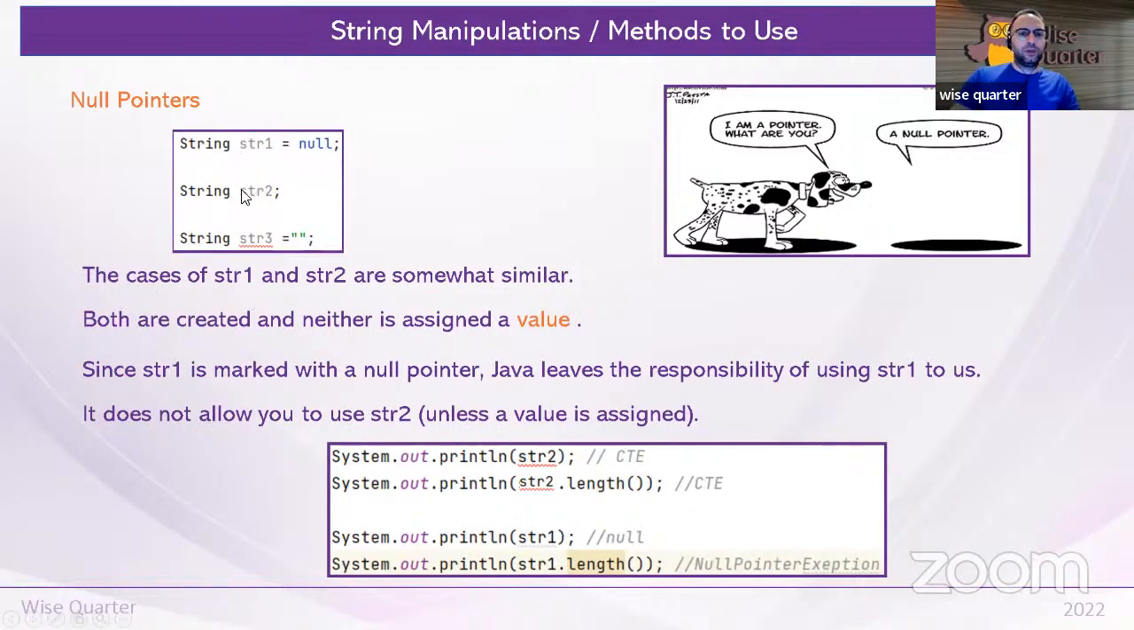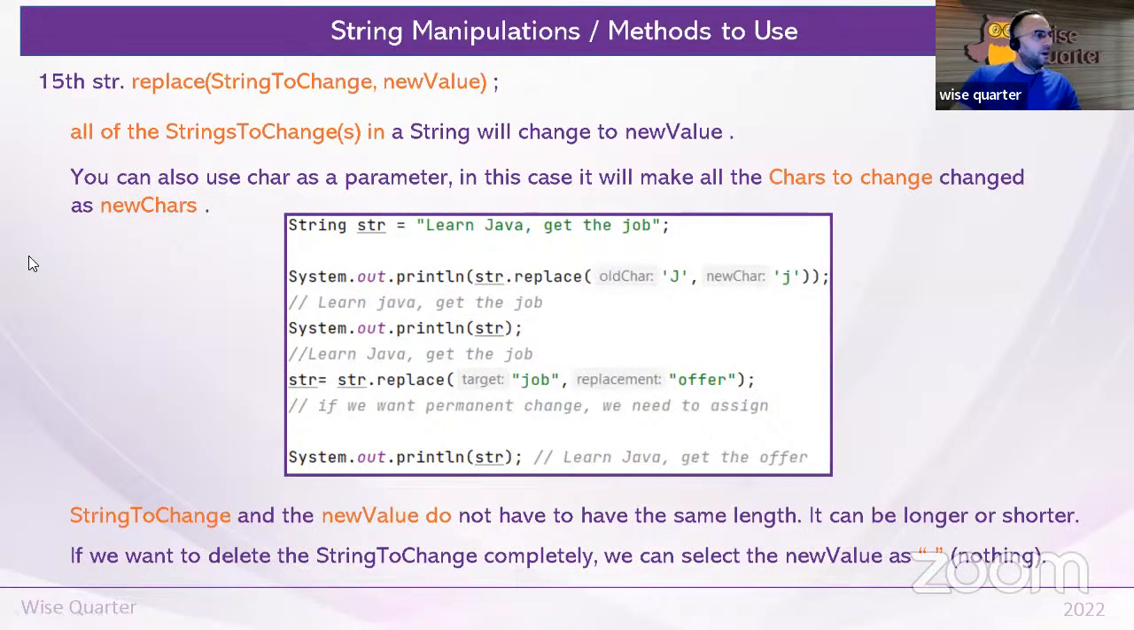str1 and str2 are very similar. This one has a null value, but this one has nothing. But still, for the first one, we are just mentioning Java. Yes, I know str1 has nothing inside of it, but don't worry, I know what I'm doing here. When you try to print the length of str2, you won't be able to, and for str1 it will be the same. It will give you a null pointer exception. We have another interesting topic here.